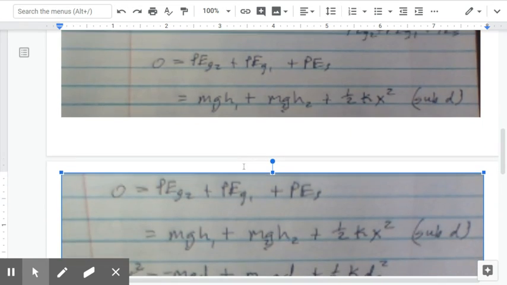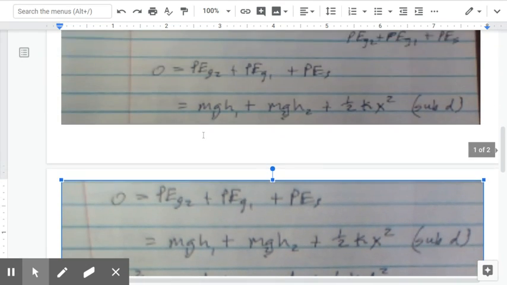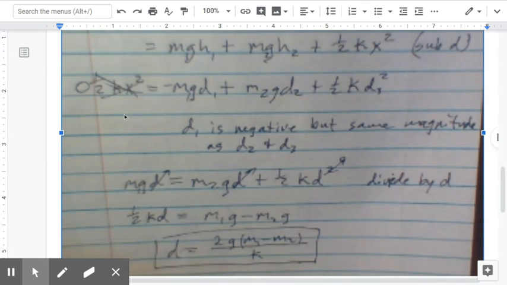Writing in our equation, this is the format we normally see, mgh plus 1 half kx squared. But we're going to use the symbol that was given in the question to make our final format match the format they want for the answer. So we're going to substitute d in for all of those values. Substituting d for all of those values, we get 0 equals negative m1 g d1, because that d is going in the negative direction, it's losing height, plus m2 g d2 plus 1 half k d3 squared. As we mentioned earlier, the magnitude of all three d's is the same, but d1 is going to have a negative value like I just stated.